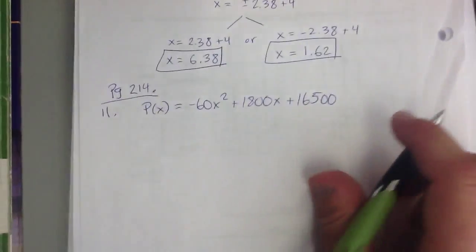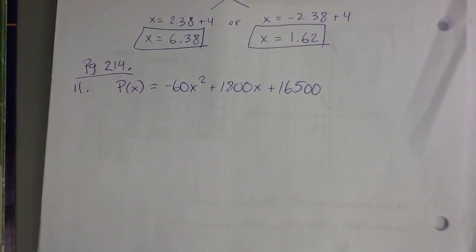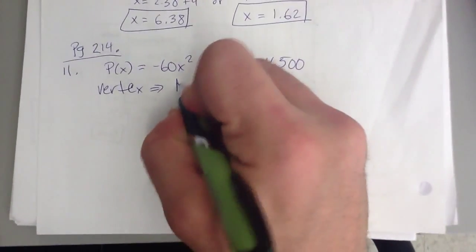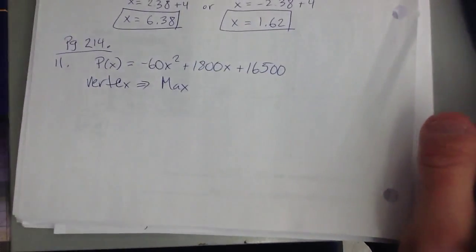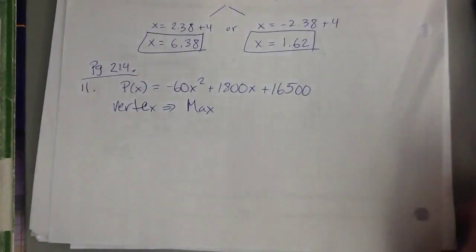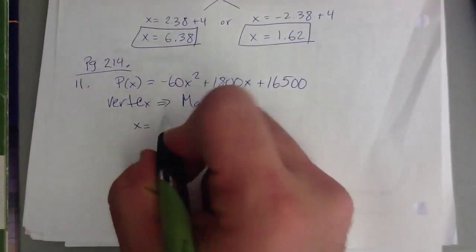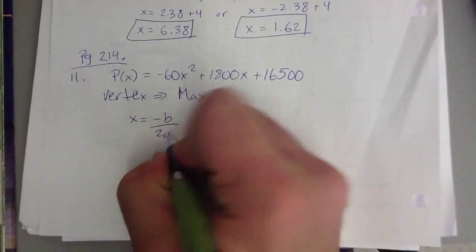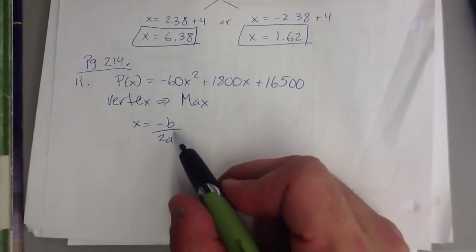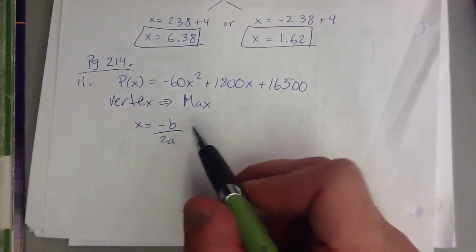So in order to determine the maximum profit, you have to understand that you are trying to find the vertex. The vertex always is the max or the min. So try to find the vertex. Easiest way to find the vertex from something that is in standard form is obviously using x equals negative b over 2a. That's going to give you where the vertex is located, the equation of the axis.